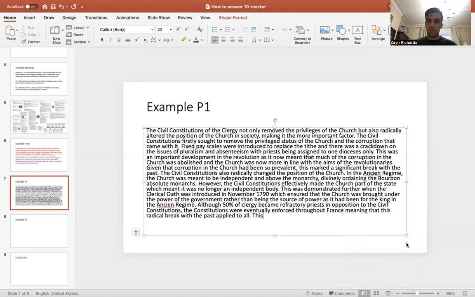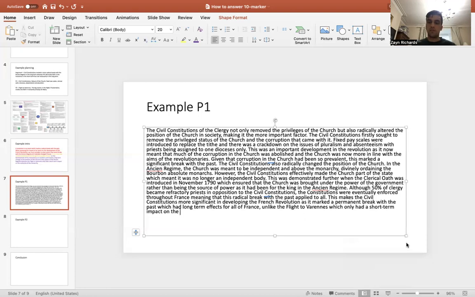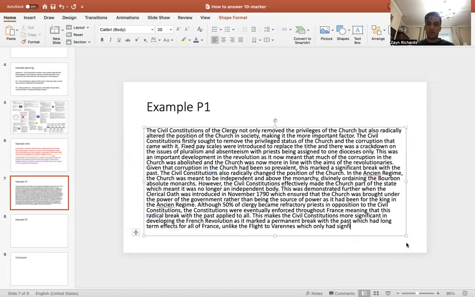And then we'll say this makes the civil constitutions more significant in developing the French Revolution as it marked a permanent break with the past, which had long-term effects for all of France, unlike the flight to the Rhine. It only had a short-term, significant short-term effect.